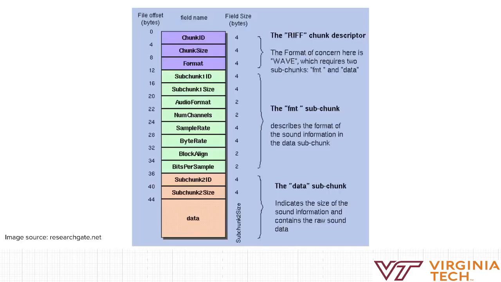So you can see here, this is the beginning of the file, and then everything after that is just basically a sequence of these chunks, and each chunk has an ID and then a size and then the rest of the data for the chunk. That's all you have to really understand to understand this bug.